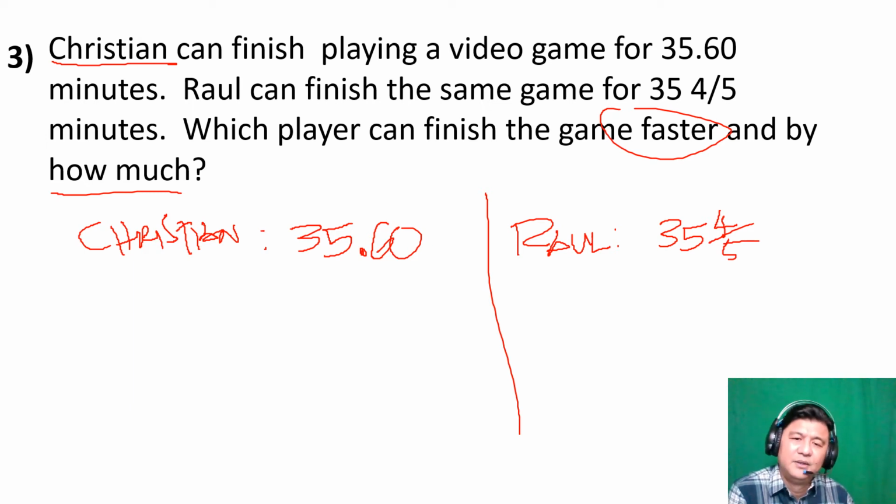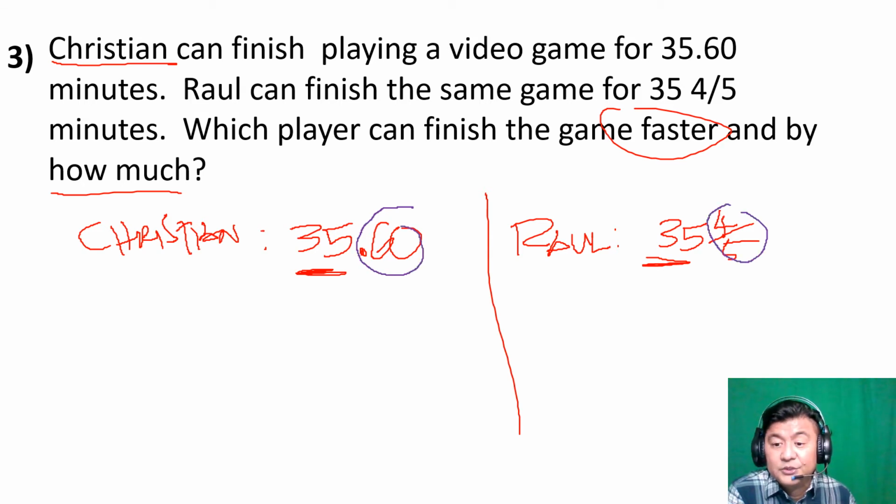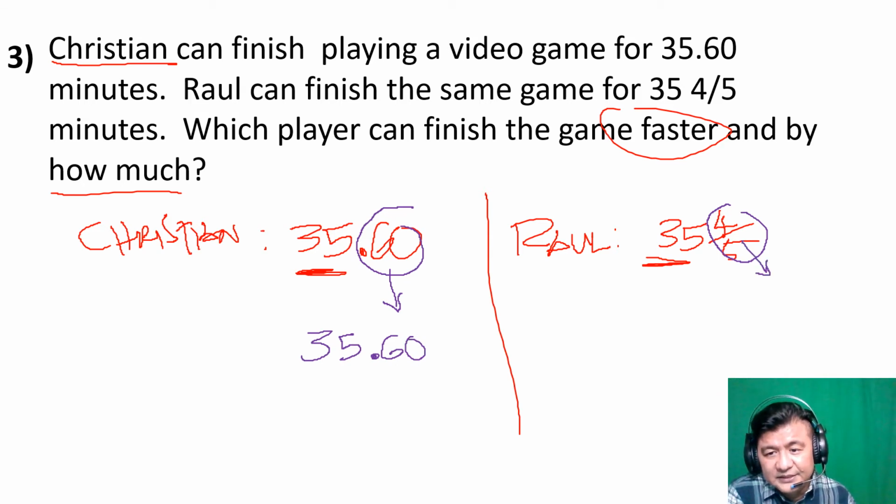Okay, now both of them started with a whole number 35. So that's easy. My problem is the decimals, okay? How would I know who played faster, the 0.60 or the 4/5? So our problem here is simply to what? Yes, you convert one from the other. Which would you prefer? Maybe some people would prefer to use decimals. So let's leave it as decimals. Okay, how do I change 4/5 to a decimal? 4 divided by 5.